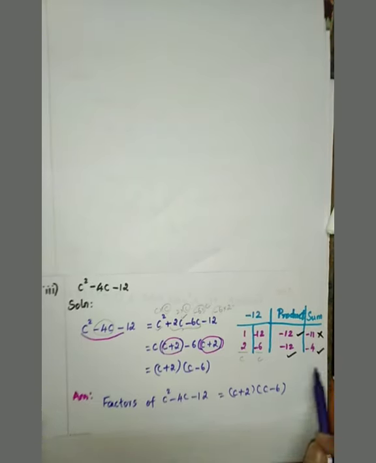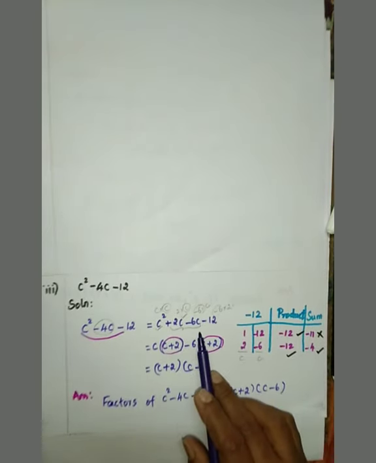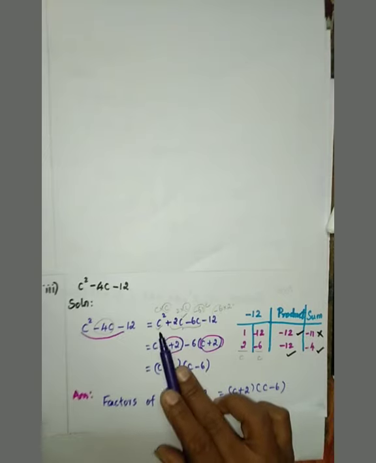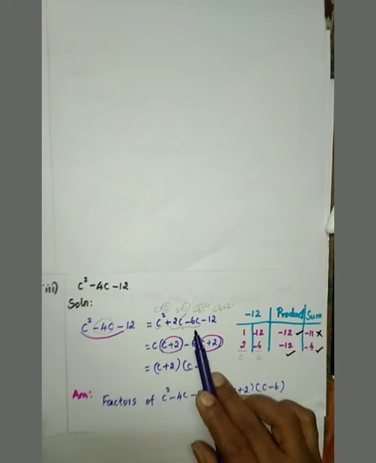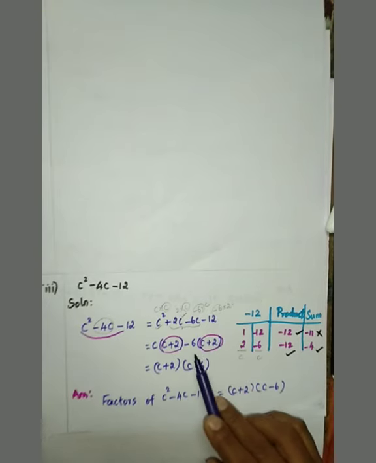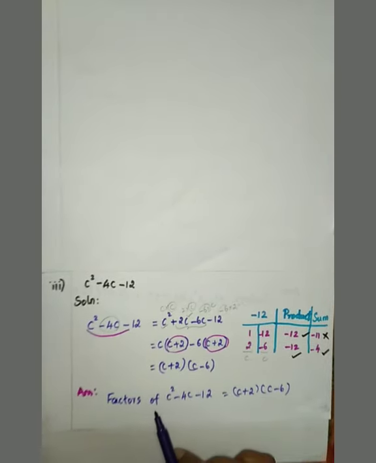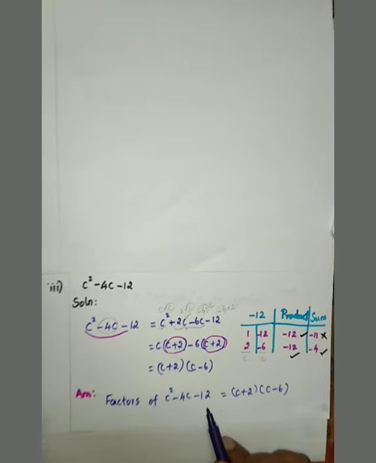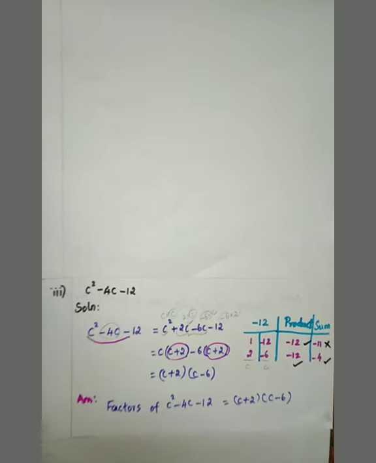So the middle term can be written as minus 4c as plus 2c and minus 6c. Then we are taking c outside from the first two terms. Then from the last two terms we have taken minus 6 outside. So c plus 2 is common. Then the remaining term is c minus 6. So directly, the factors of c square minus 4c minus 12 equal to c plus 2 into c minus 6.